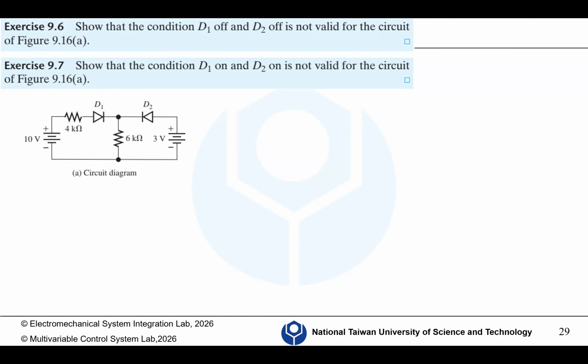Okay, everyone. We start from page 29 on the slides. So we look at exercise 9.6 and 9.7. And for 9.6, it showed that the condition D1 off and D2 on is not valid.